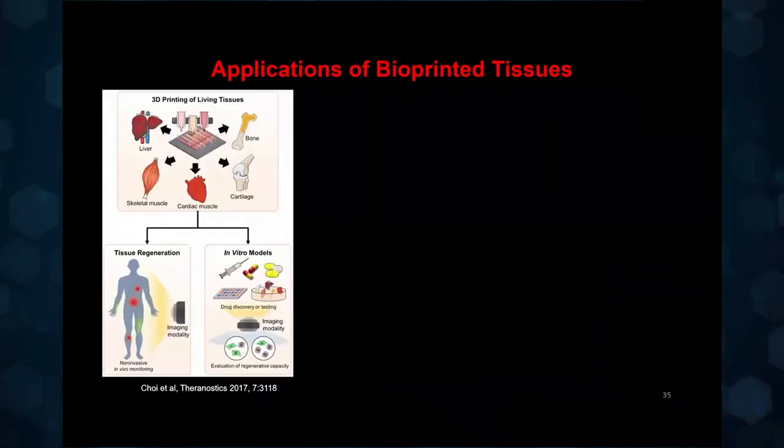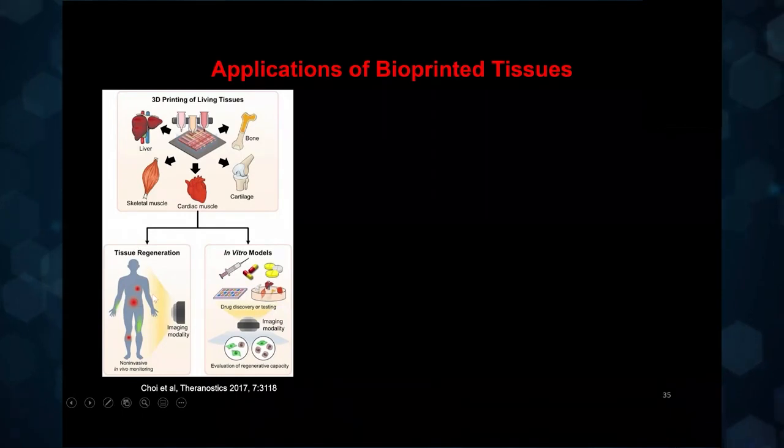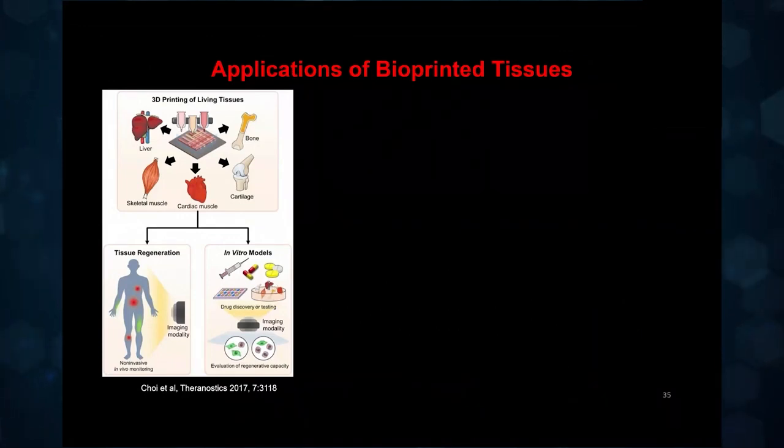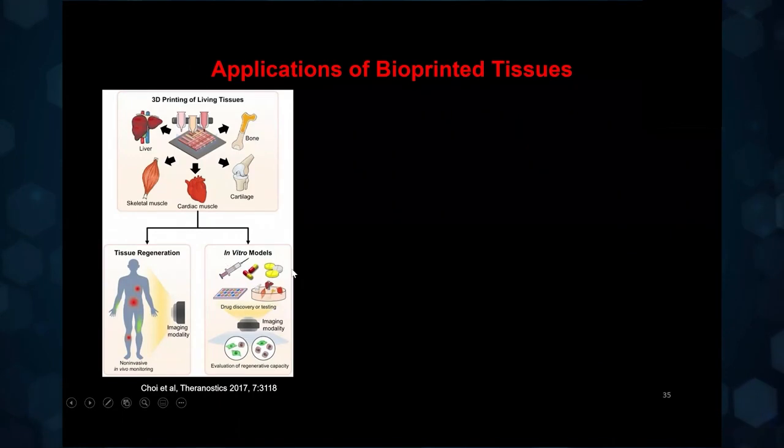And so what do you do with a bioprinted tissue or this tissue-like construct? Well, one, of course, is once you've printed your construct, you could use it for tissue regeneration, which we've already talked about. The other thing you could do is not necessarily look at implanting it in the body, but mimic what's in the body on a lab scale, right? And that is what we call in vitro models.